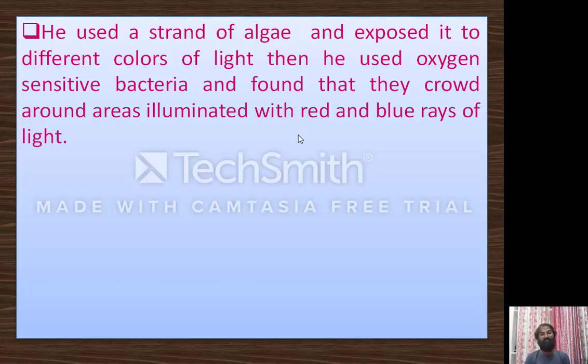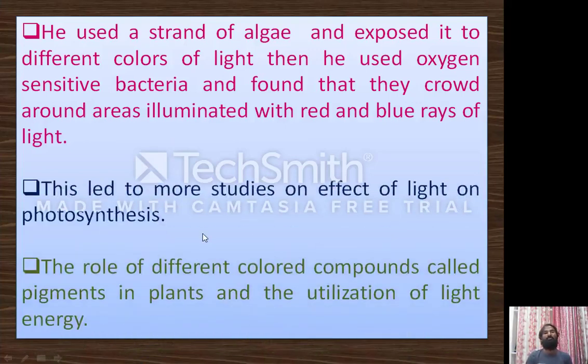By conducting this small experiment, when the alga was exposed to red and blue light, it showed the maximum rate of photosynthesis. Which means red and blue light are mainly used for the process of photosynthesis in plants. This led to more studies on the effect of light on photosynthesis. You already know about the different colored compounds which are called pigments.